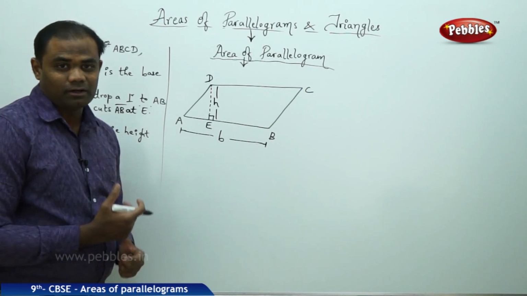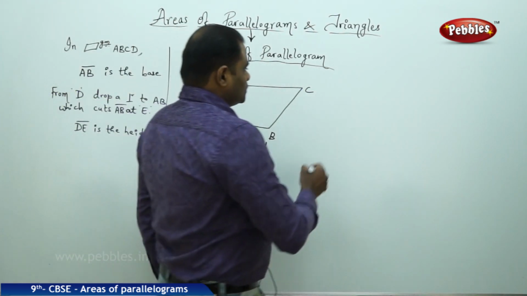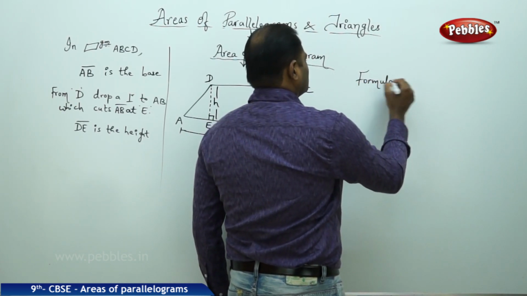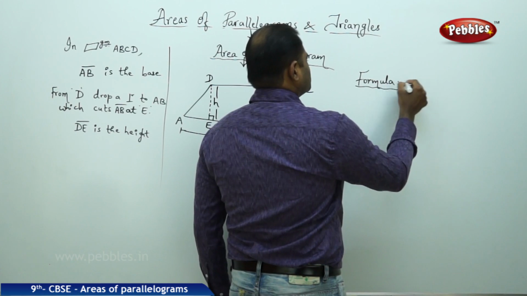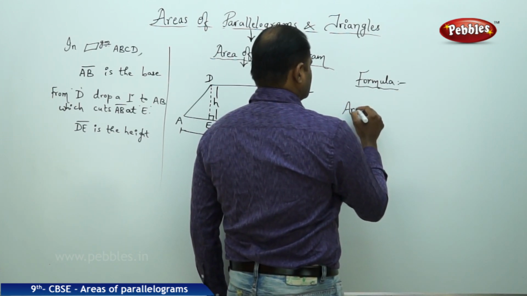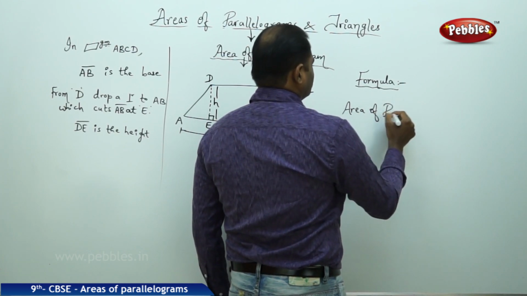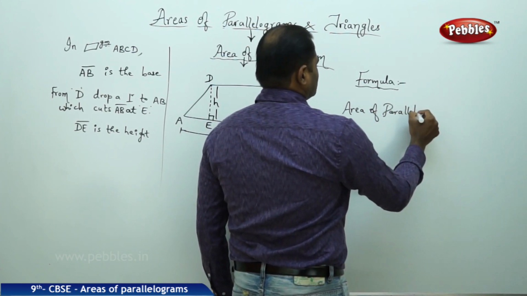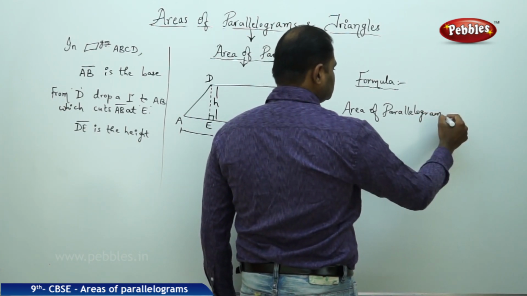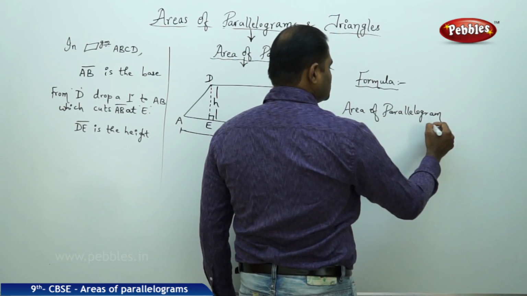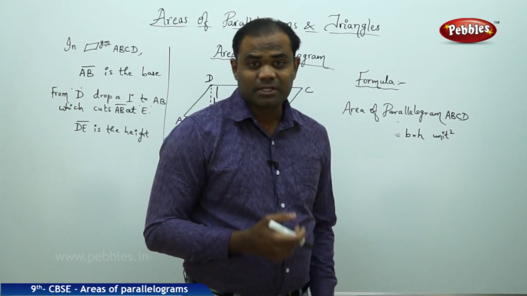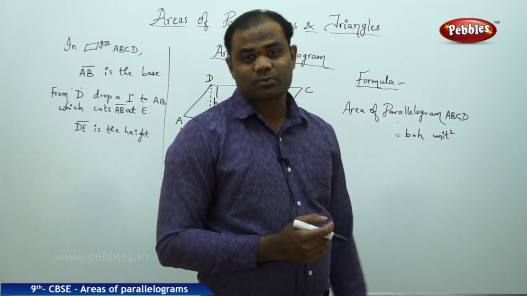Now let's see the area of the parallelogram. Here we have a formula which says the area of parallelogram ABCD. It can be in meter square, centimeter square, or kilometer square.